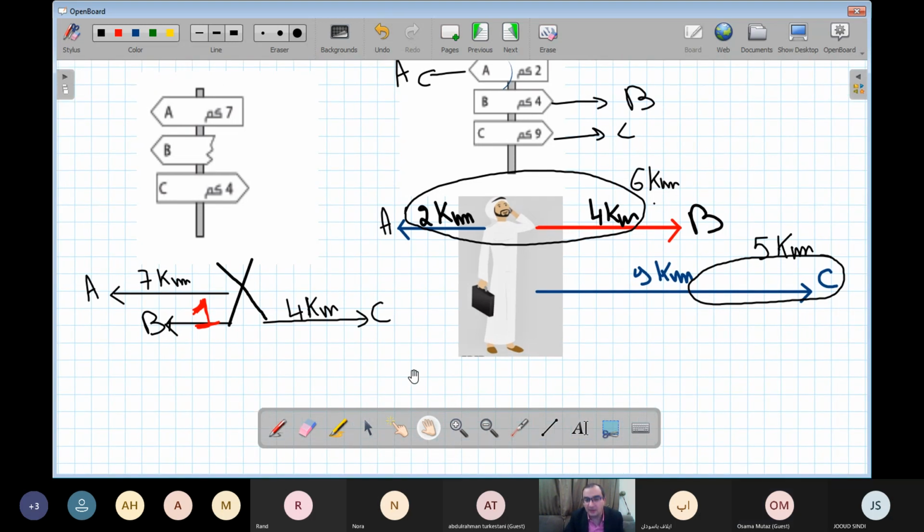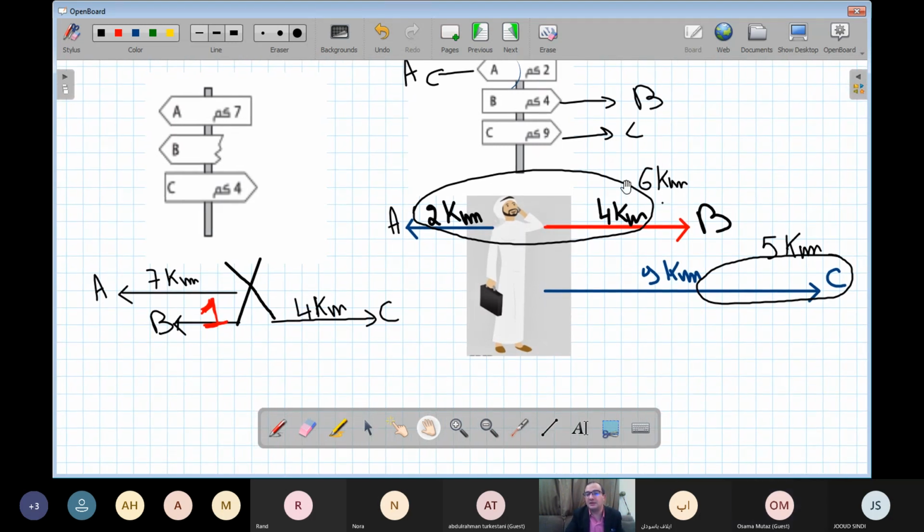If we want to justify our solution, let's find the distance between A and B. The distance between A and B for the first signpost is 6 kilometers. If we look here, it took 1 kilometer to travel to B, or 7 kilometers to travel to A. So how do we find the distance between A and B? What is the distance between A and B?